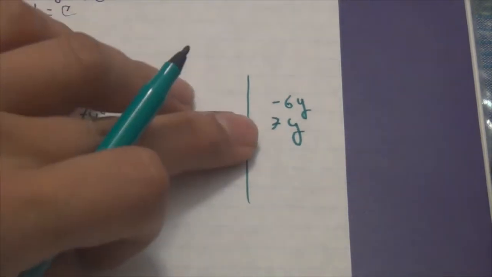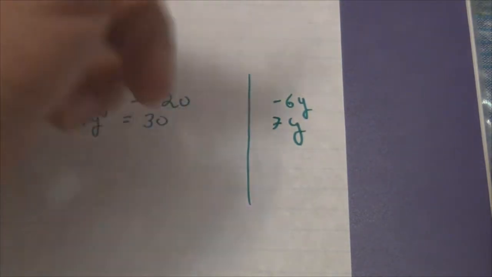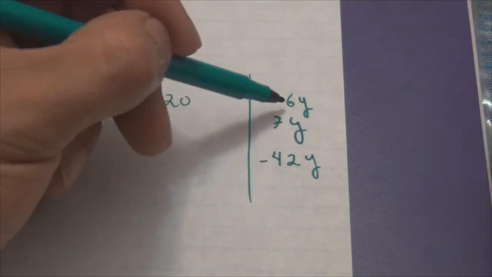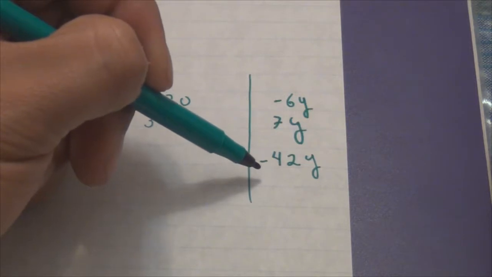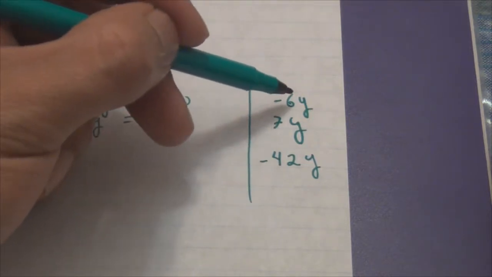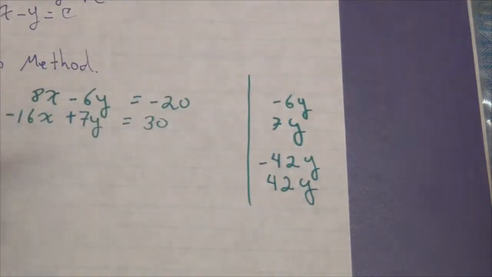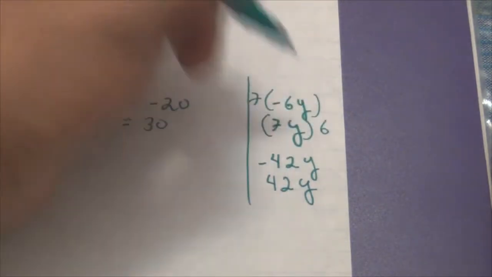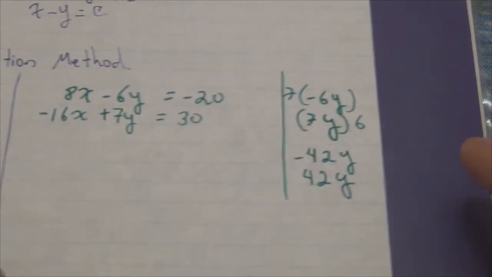If one of the numbers is a prime number like 7, the easiest thing to do is just multiply them by each other. So 7 times 6 is 42, so I get negative 42y on top. And then negative 6 times 7 is negative 42, but I need opposites. So without the negative, just multiply 6 times 7, which gives you positive 42. So what did I do here? I multiply by 7, and here I multiply by positive 6. Otherwise, that would be the same number.